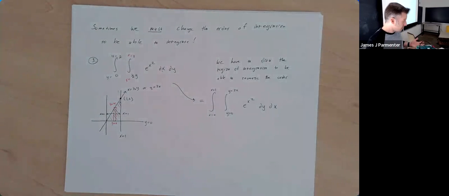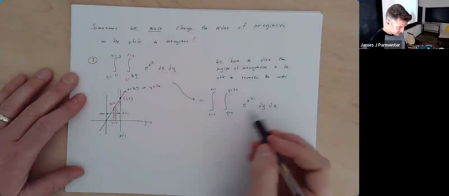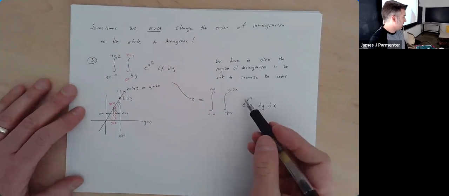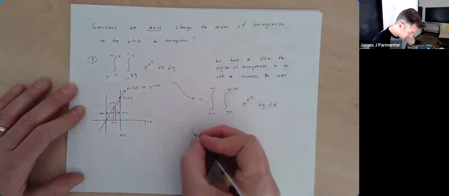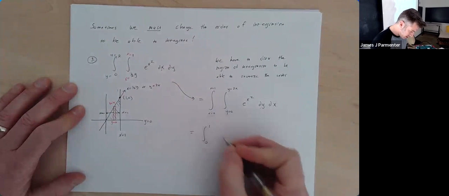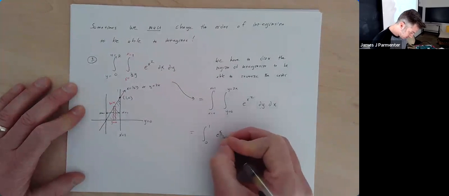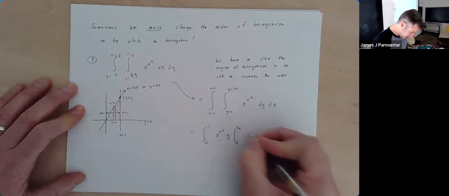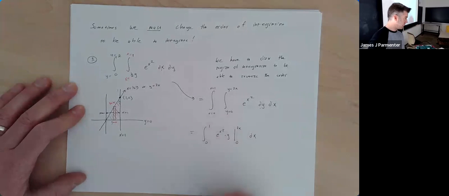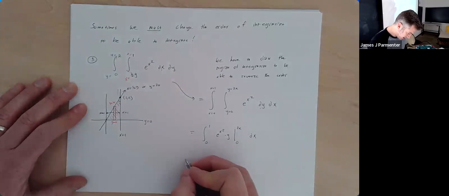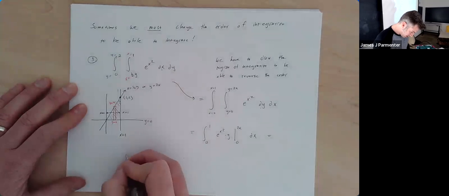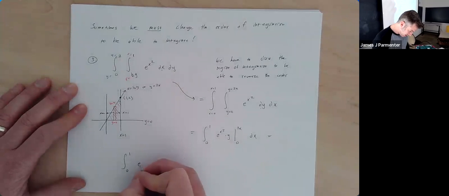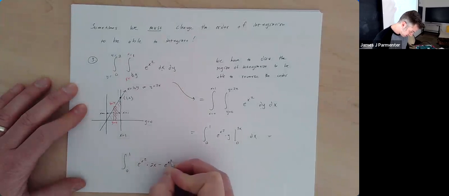And now we can do it, because if we integrate this thing with respect to y, well, there's no y's in there, so that's just a constant. So we're going to get the integral from 0 to 1 of e to the x squared times y from 0 to 2x. Then we're going to plug in for y. So we're going to get the integral from 0 to 1 of e to the x squared times 2x minus e to the x squared times 0.